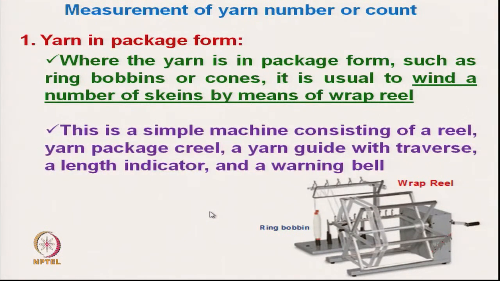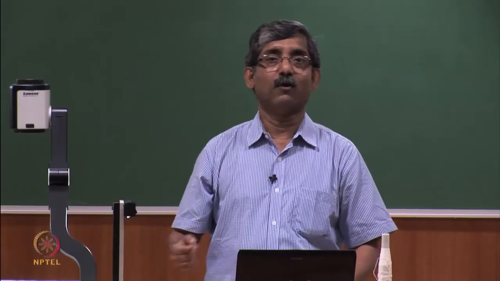This wrap reel is a simple machine which consists of a reel. There is a yarn package, a bobbin, a ring bobbin, and a package creel. This instrument has the reel on which we wrap the yarn, and the creel where we place the package, maybe in the form of a cone or a ring bobbin.